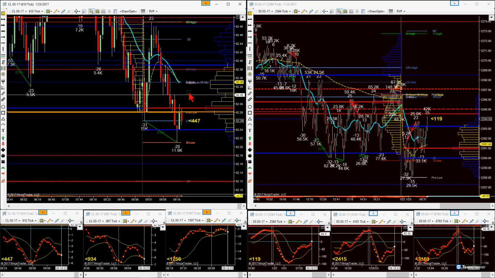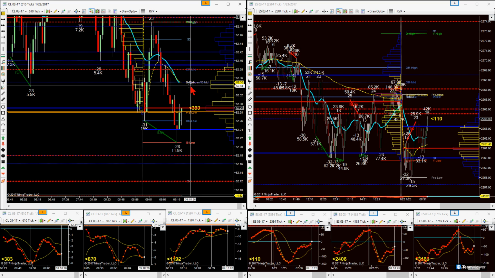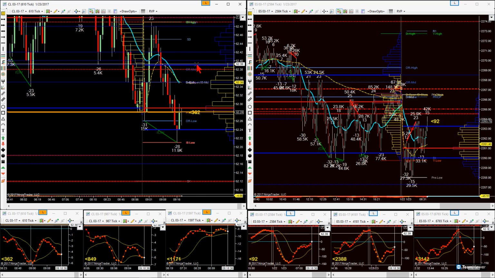I point that out only because potentially as we do come up here, I may throw an order in to try to get short, and I would be willing to scale maybe up to opening range mid, and my stop would be pretty much above that. I don't want to scale all the way up to the high of day.